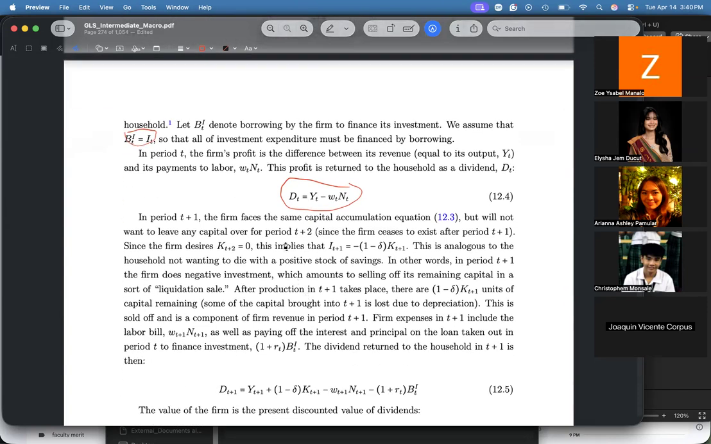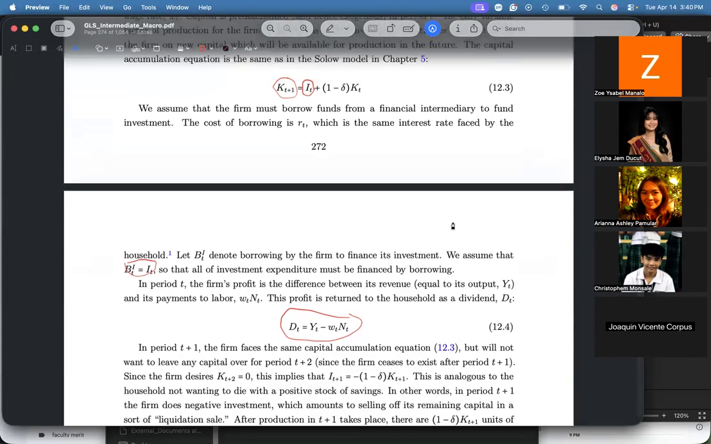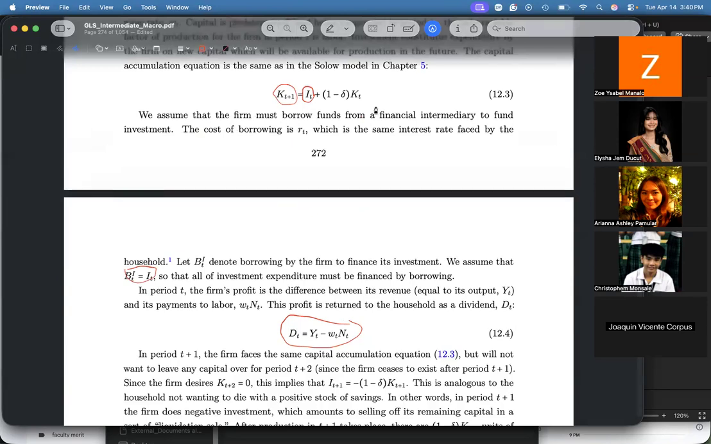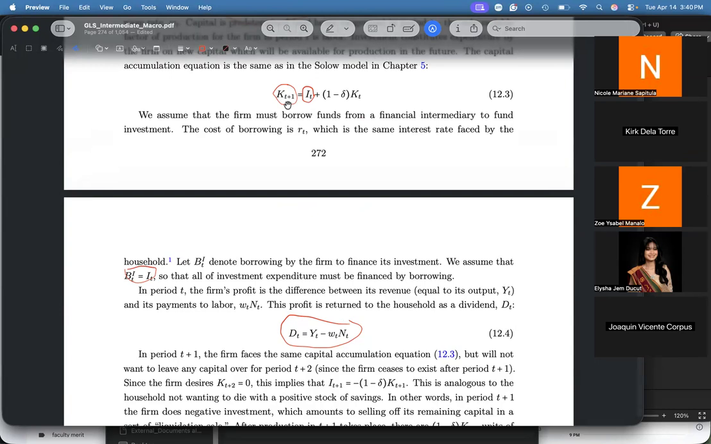Next, in period T plus 1. So now we're in the future. Okay, we're now in the next period. The firm will face the same capital accumulation, 12.3, but now everything is moved forward. Right? Now it's, ano to? K_T plus? In T plus 1, ano to? Wait, is this law of motion? Yes, law of motion. Tomorrow in T plus 1, ano na to? K_T plus?